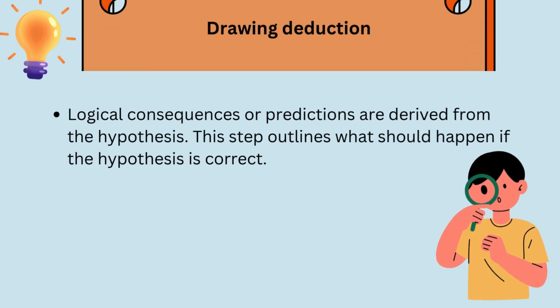Deductions are the logical consequences of the hypothesis. To draw deductions, hypothesis is taken as true. Deduction involves if and then logic. So, this step outlines what should happen if the hypothesis is correct.